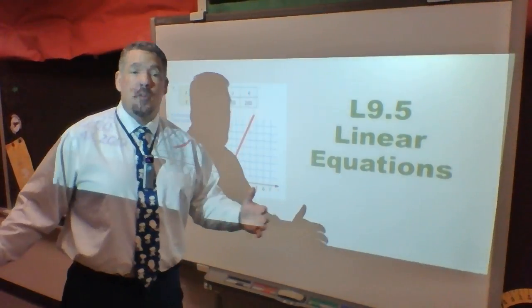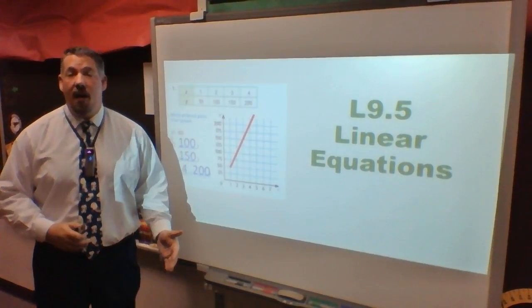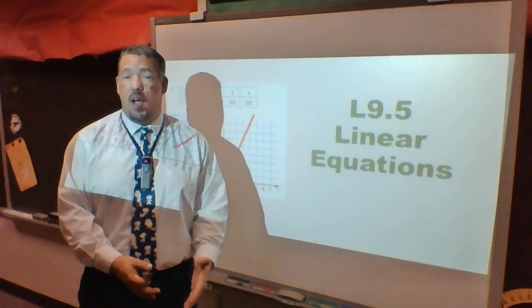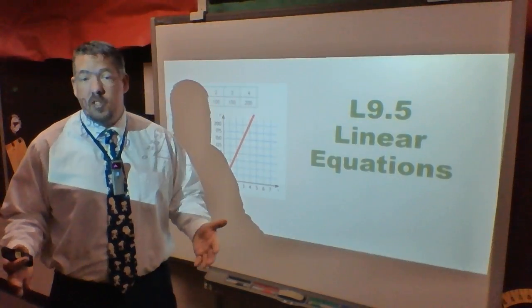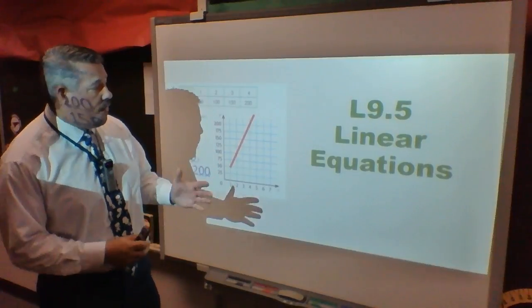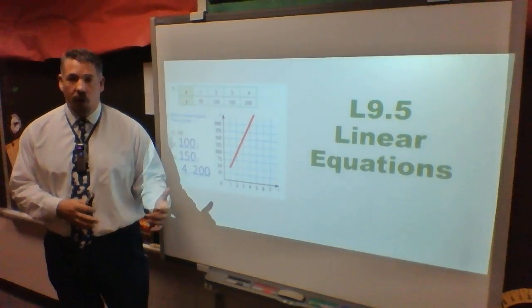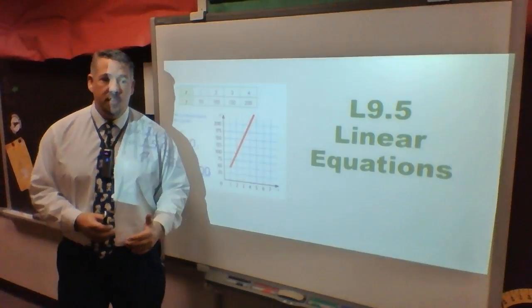Alright, so now we're beginning chapter 9, lesson 5. Chapter 9, lesson 5 is the last lesson of chapter 9, and that's a really short chapter. It's the shortest chapter in our book so far. Only 5 lessons to deal with our relationships and graphing relationships.